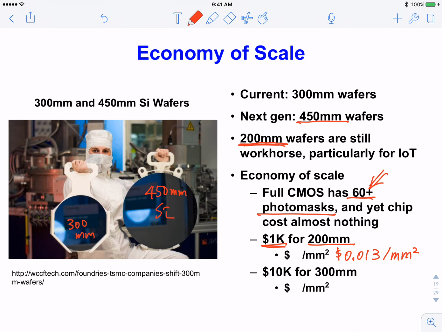So everything, all the equipment and all the manufacturing costs, has been amortized over the entire large number. So it's really economy of scale. You really need large volume to drive down the cost.